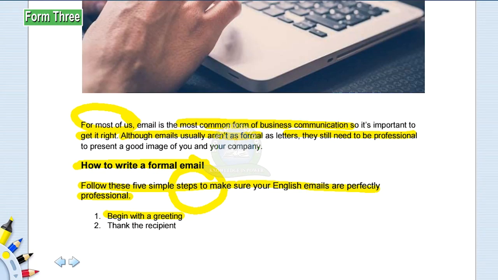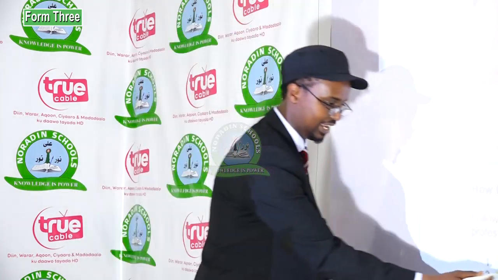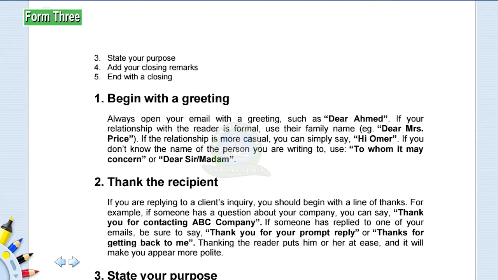And another one, thank the recipient. Recipient is nothing else but the receiver. Who's going to receive your email? You have to thank him. These are the steps.